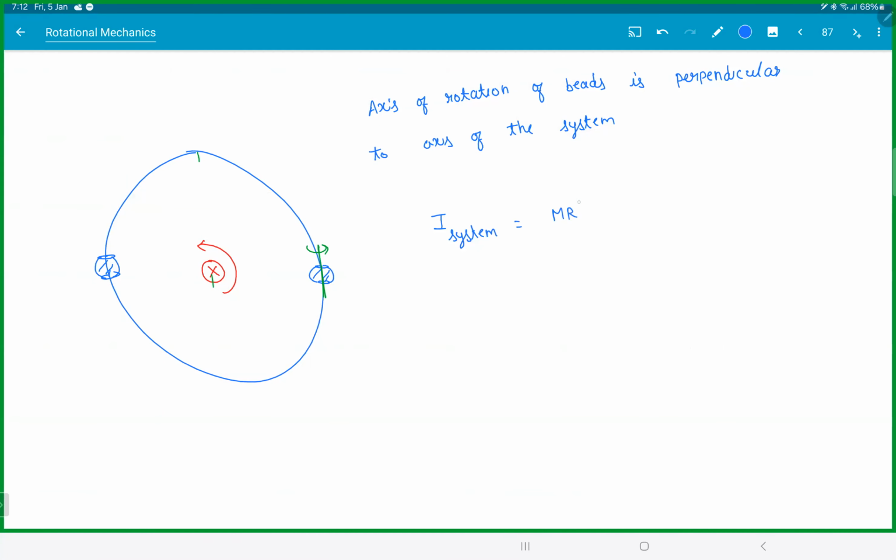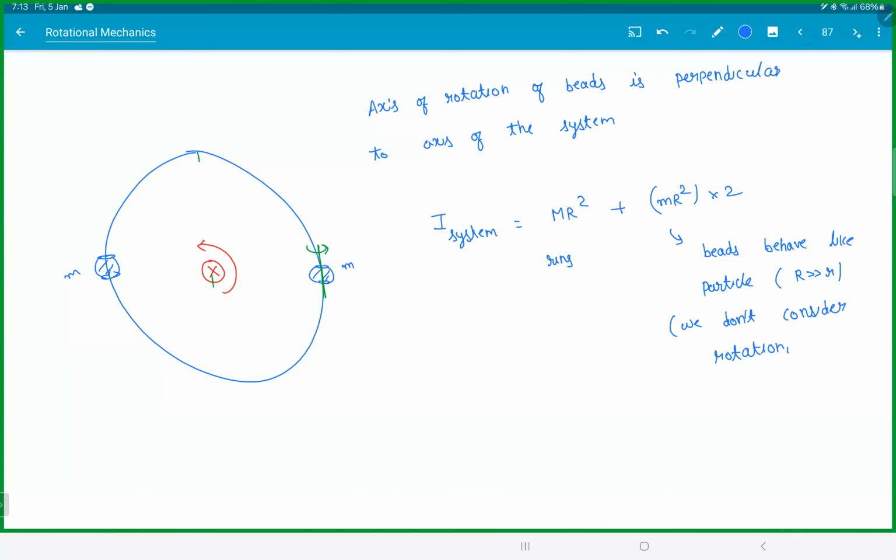The moment of inertia of the system will be mr square, this is for the ring, plus these beads will simply behave like particles. They'll just go round like this. So that will be m capital R square, two times. There'll be no rotation for them. We don't consider that rotation because it is perpendicular. So basically we assume r is much smaller, the radius is small, so you can treat it like a particle.